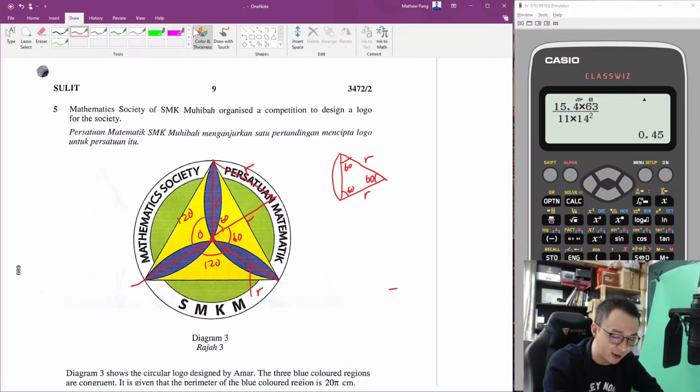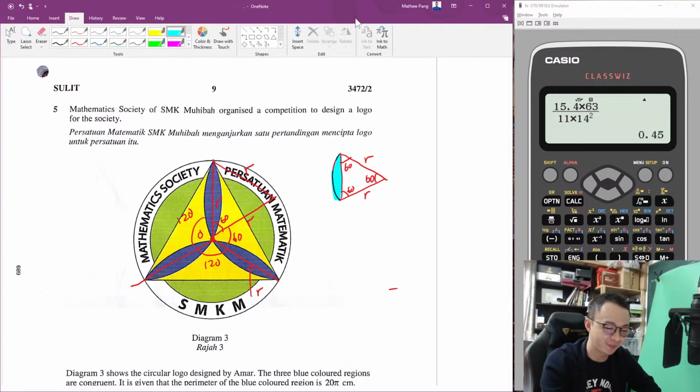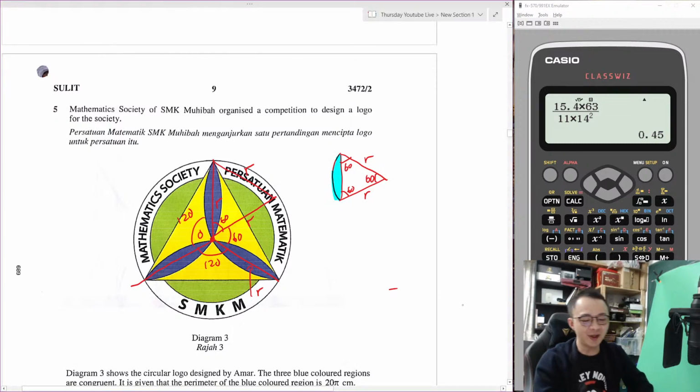Can I actually change the color? Okay, let me use the light blue now. I don't have the dark blue here. Maybe I have, but I don't want to go find it. So you know how to find the area of a segment. We have a formula to find the area of a segment, isn't it? Oh no, we just need to find the arc length.